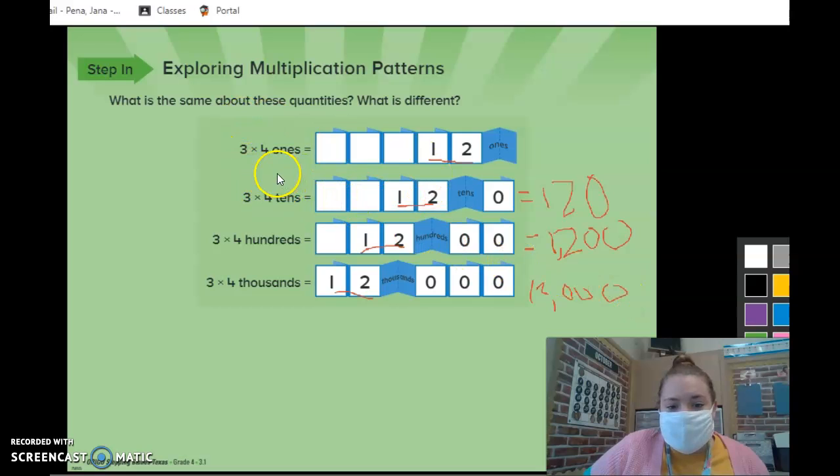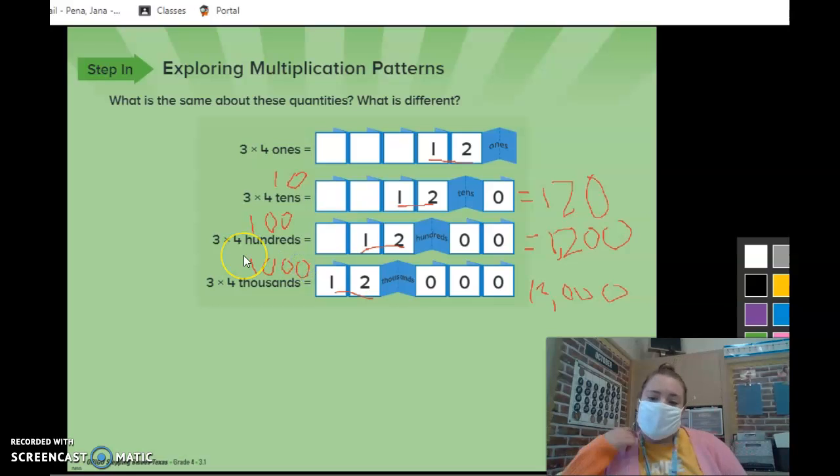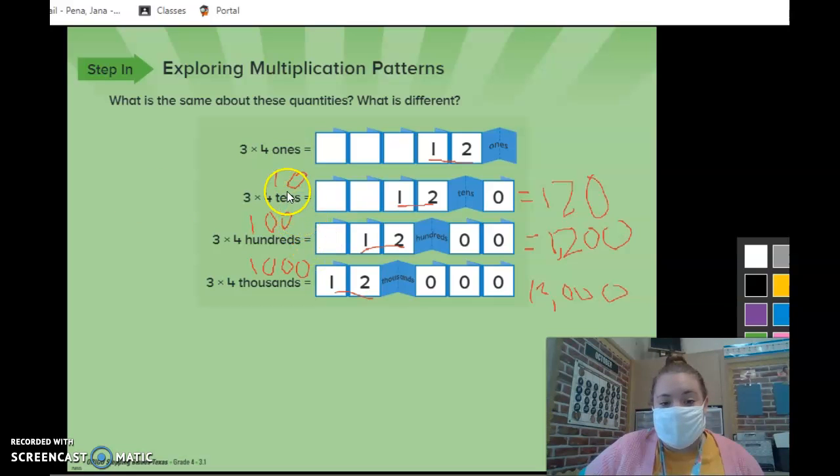Now I'm going to show you something. The number 10, we have 1 zero. The number 100, we have 2 zeros. And the number 1,000, we have 3 zeros. So what do you notice with the product? Go ahead and pause the video and see what you notice. So hopefully you've seen that the number of zeros that we add is the same as when we start.